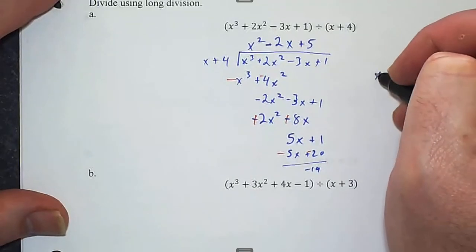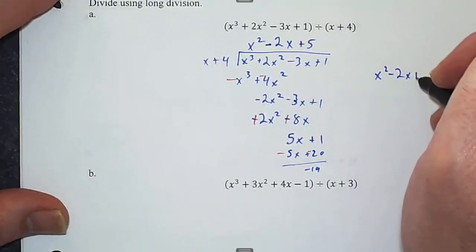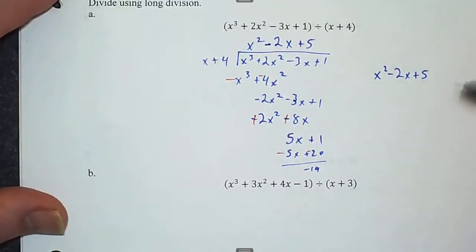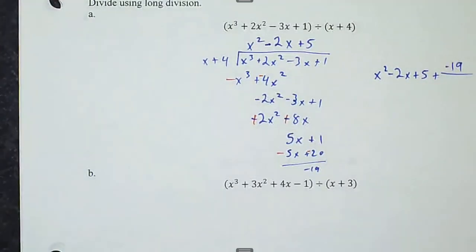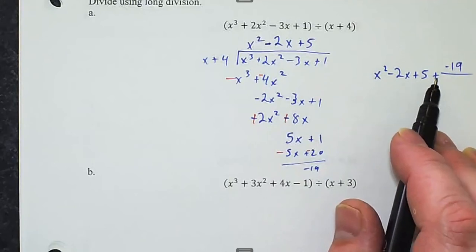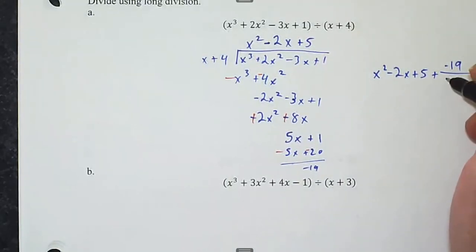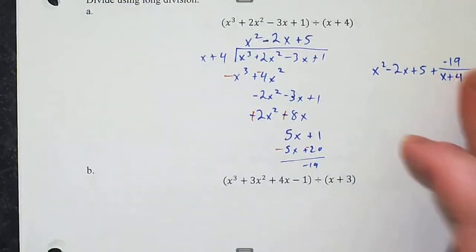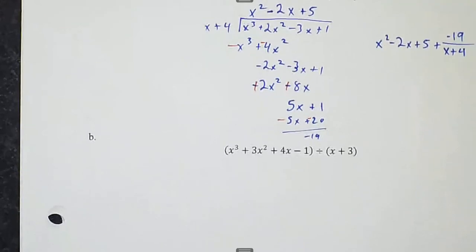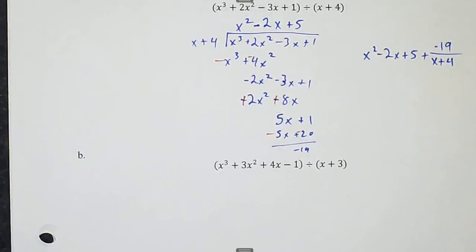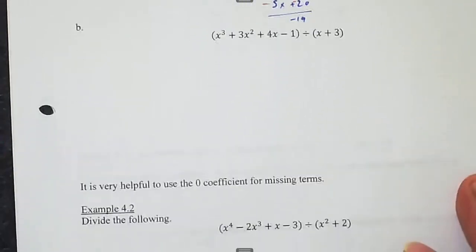So then this is x squared minus 2x plus 5. And just as a personal habit, when the remainder is negative, I still put a plus there and then a negative. And the reason why is on harder problems, you have to be real careful with that. So if I do it that way, it just always works. All right, so that's the answer there. Let's go ahead and look at the next one.